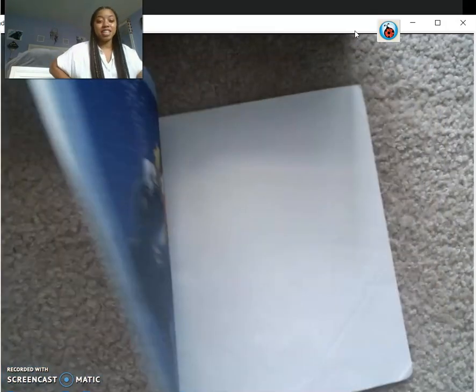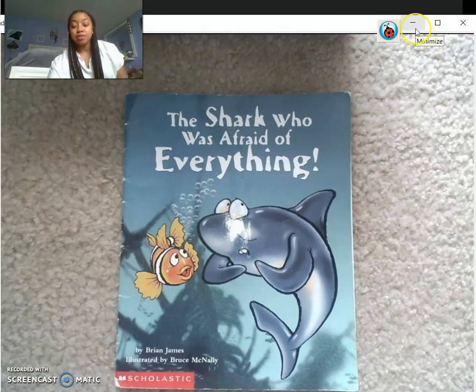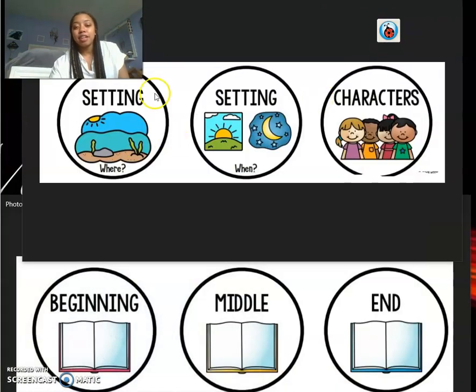Wow, that was a really good story. So now we're going to practice by using our retelling sticks to retell the story. So first, let's think about the setting. Where did the story happen? I'm going to touch my retelling stick and think, I remember the story happened in the ocean.